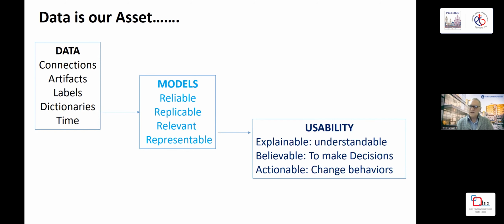And then finally, we must understand it as well to be usable. It must be explainable. We need to believe it so that we can incorporate it in our decision making. And then it needs to be actionable ultimately, so that we can use this information to improve our understanding and the decisions we make.